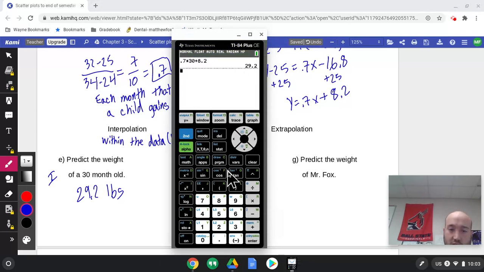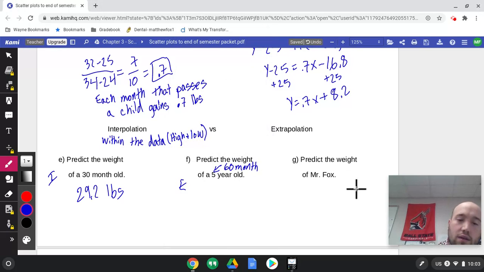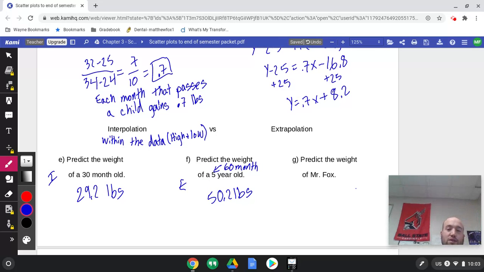So we go in here. Anytime you want to get that same equation, I can just hit second, enter, and then scroll over, and I'm going to change that to 60. Okay, so we get 50.2 pounds. Now here's the problem. Sometimes when you extrapolate, it's not always going to be realistic.